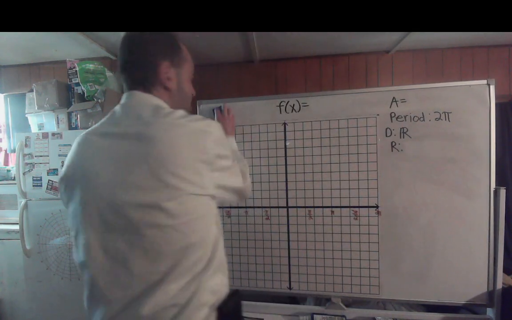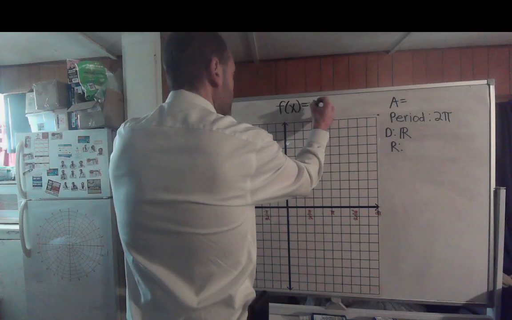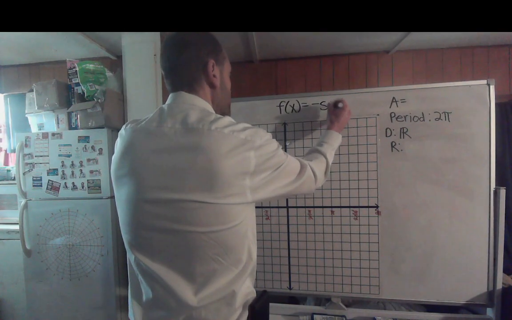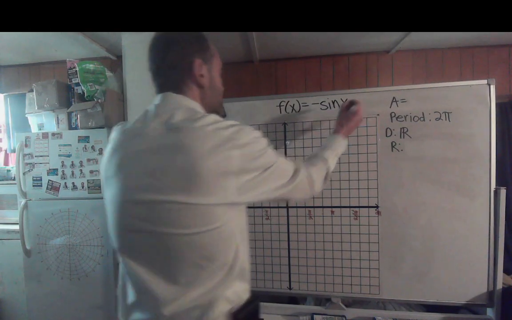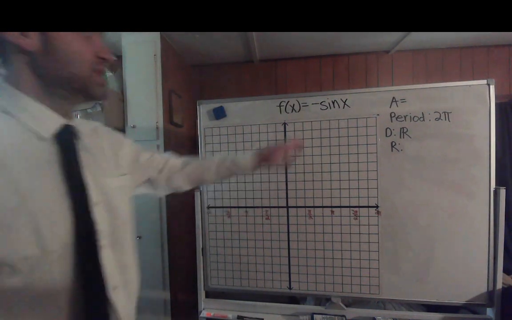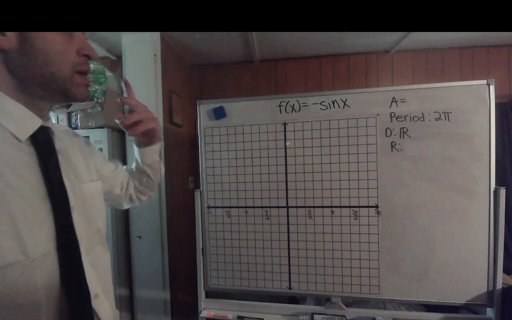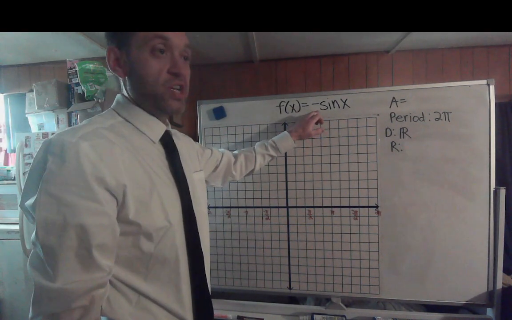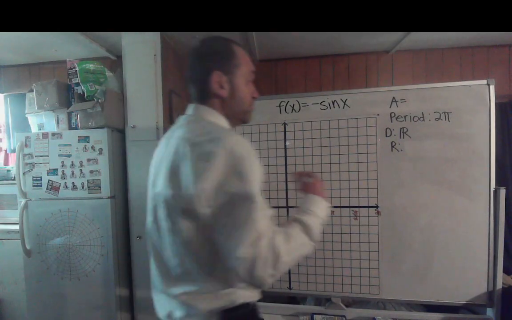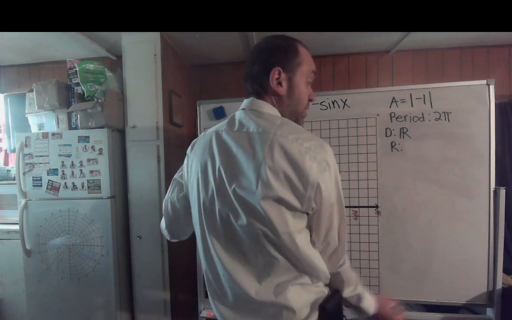Let's talk about reflections here. So let's say f of x equals negative sine of x. F of x equals negative of the sine of x. Well, your coefficient on the sine of x is negative 1, so your amplitude would equal the absolute value of negative 1, which would still give you an amplitude of 1.